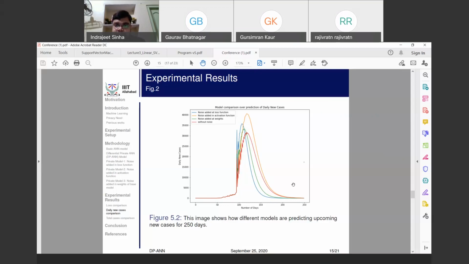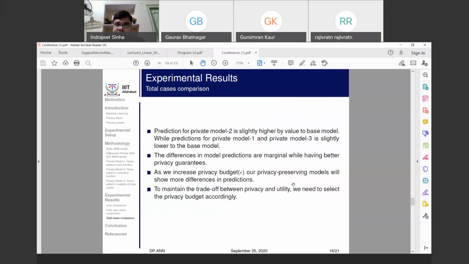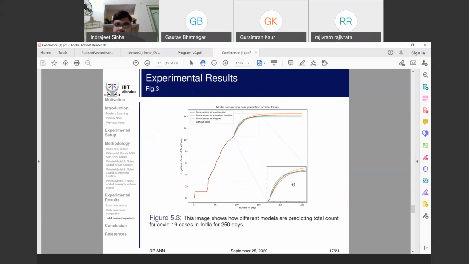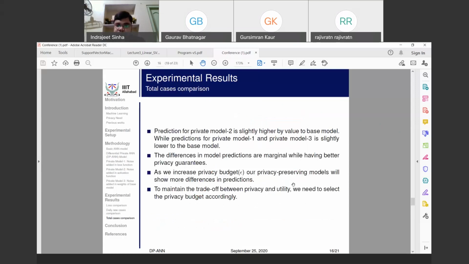So here, this is the scenario of how the model describes our data. Prediction for private model 2 is slightly higher than the base model, as earlier I have mentioned, and models 1 and 3 are slightly lower than the base model in total case counting. So in this image we can see that activation function has the highest total cases, and noise added at loss function has the least total cases at the last. So we can find the differences are marginal while having better privacy guarantees over the base model.